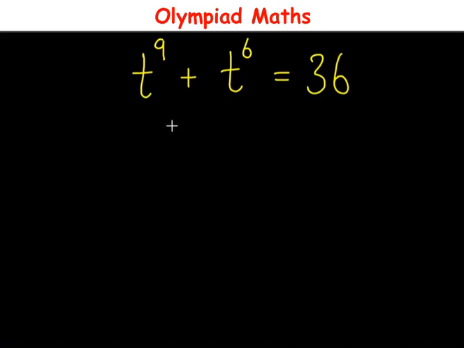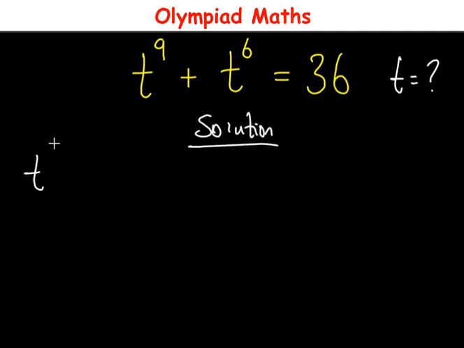Hello everyone, in this video let us solve this question. So we have t raised to the power 9 plus t raised to the power 6 is equal to 36, and here we want to solve for the value of t. So t is the unknown to solve for. To do this, solution.